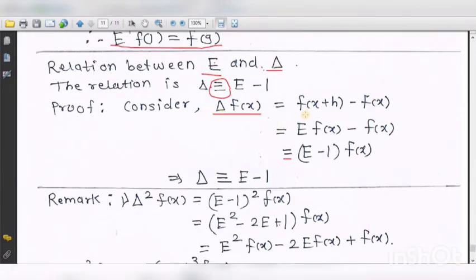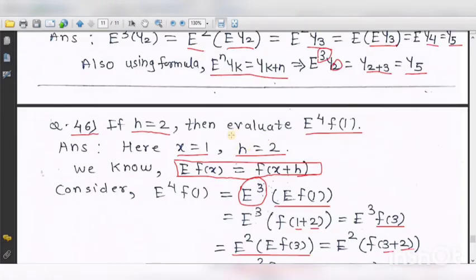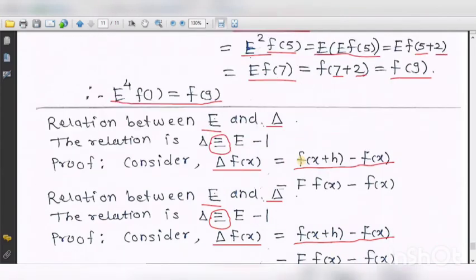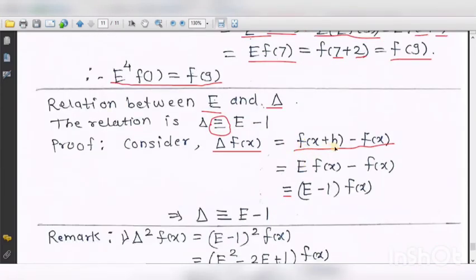So now delta f(x), just using this definition, is f(x+h) minus f(x). But what is f(x+h)? As we have seen, this is the basic definition of the shift operator: E f(x) is f(x+h). So the value of f(x+h) is nothing but E f(x), minus f(x) as it is.